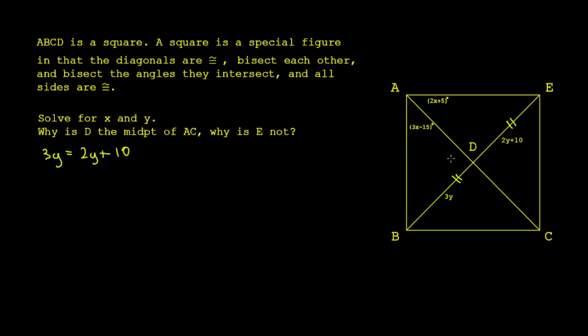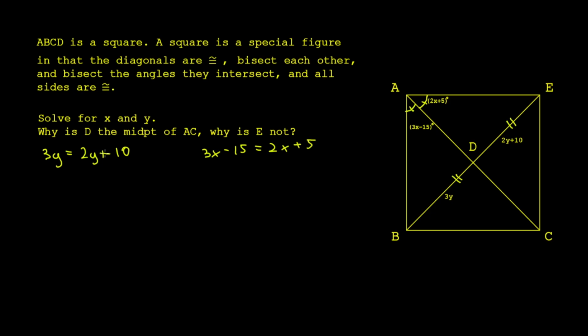Next, the diagonals of a square bisect the angles they intersect. Therefore, this angle and that angle are congruent because angle BAE is bisected. Therefore, 3x minus 15 equals 2x plus 5.